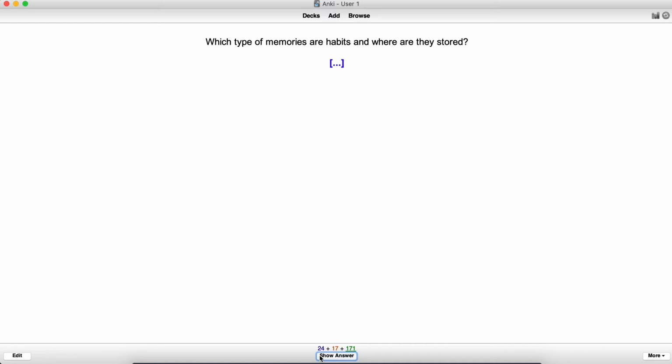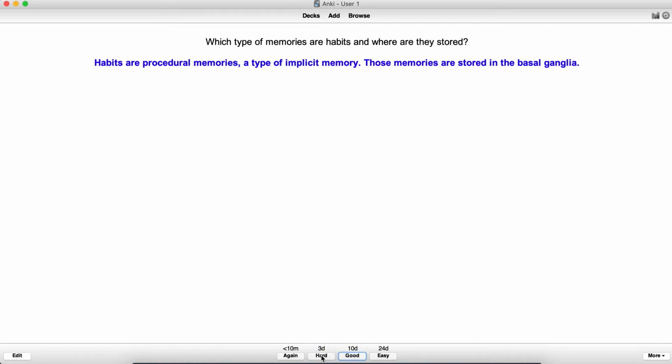Which type of memories are habits? They are implicit memory and are stored in the basal ganglia. Implicit memory, procedural memory, a type of implicit memory stored in the basal ganglia.